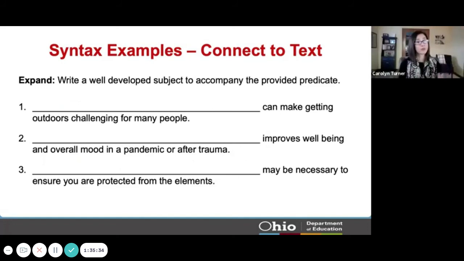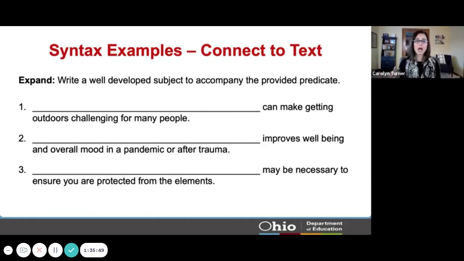And then they can come up with their own well-developed subject. But remember, it's still connected to the text. They're not just random sentences that we threw out. So what can make getting outdoors challenging for many people?